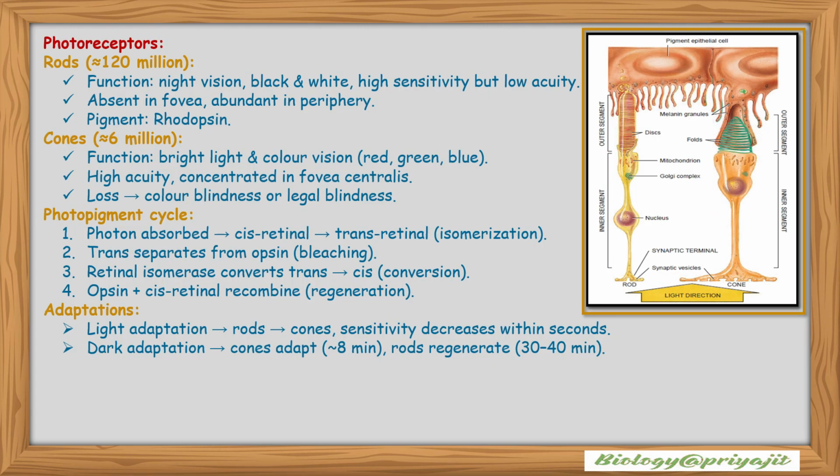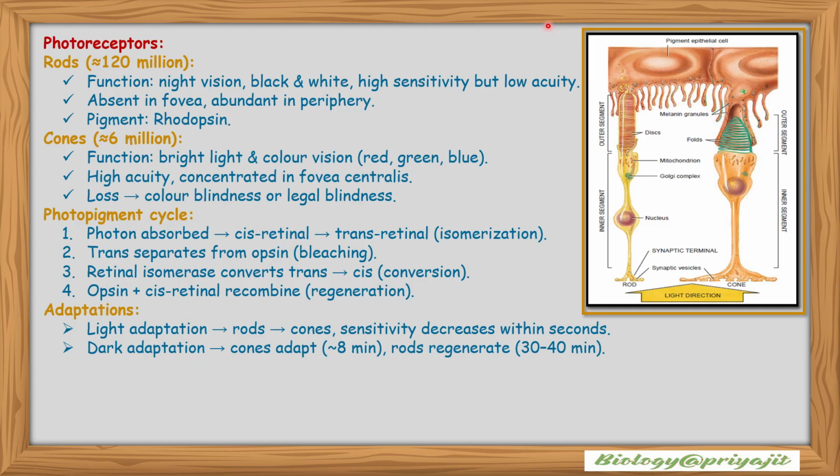Our eyes have two main types of light sensing cells: rod cells and cone cells. Rods are about 120 million. They help us in dim light or night vision. They provide black and white vision but not color. They're very sensitive to light, but give low sharpness, or low acuity. They're found mainly in the periphery of the retina, but they are absent in the fovea, the central spot for sharp vision.